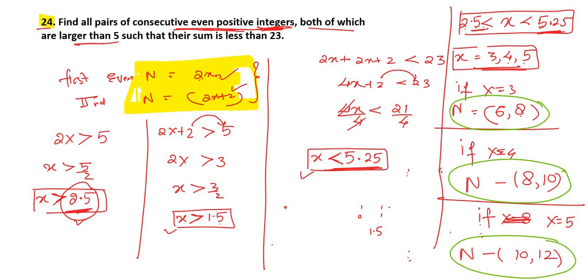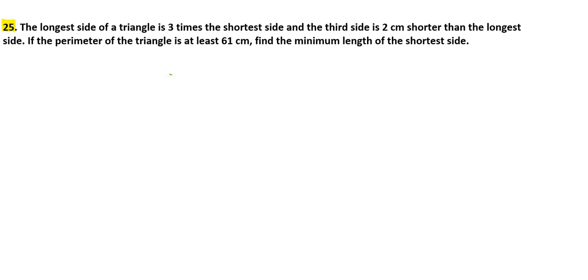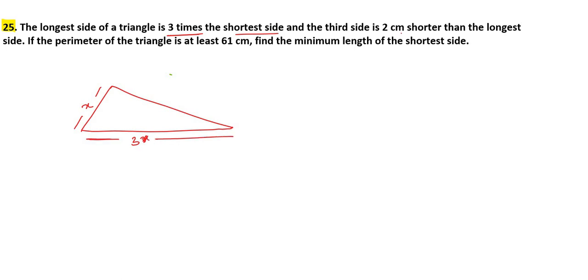Let's see the next question. Here is question 25. Very simple question. Just read it. The longest side of a triangle is 3 times the shortest side, and the third side is 2 centimeters shorter than the longest side. So let me draw a triangle. Okay, this is the triangle. So they are saying the longest side is 3 times the shortest. So suppose the shortest side is x centimeters. The longest will be 3x. And the third side, they are saying, is 2 centimeters shorter than the longest.